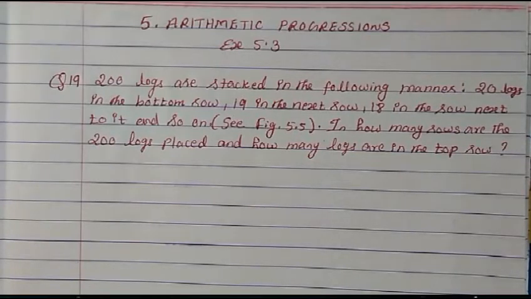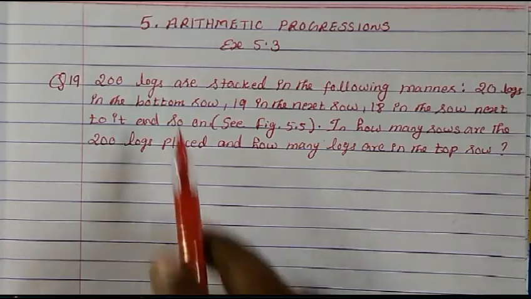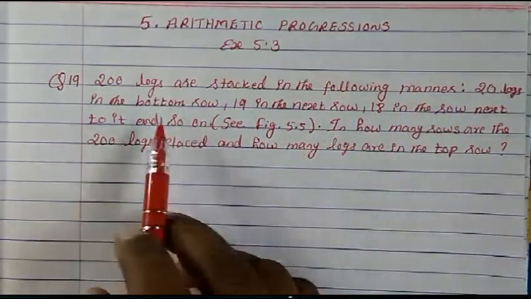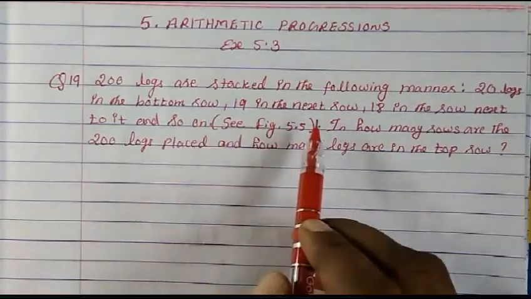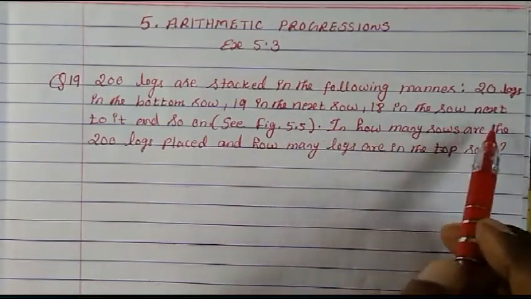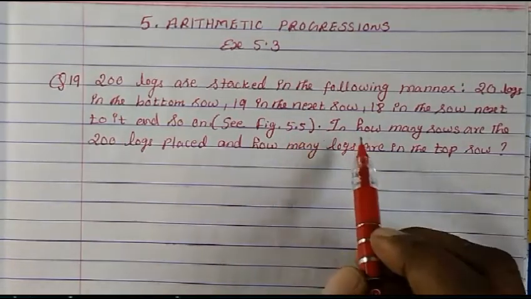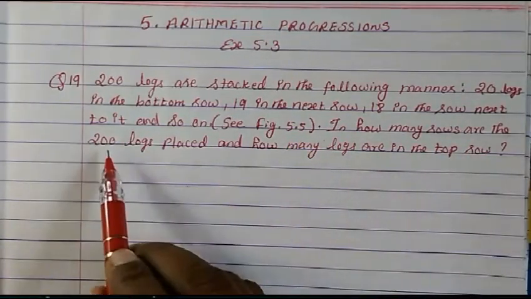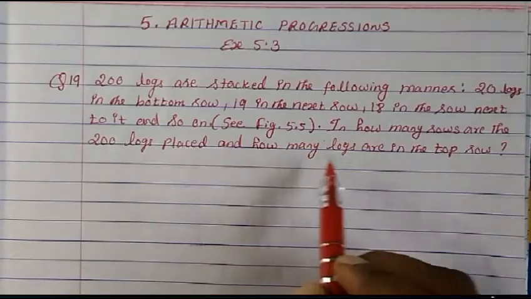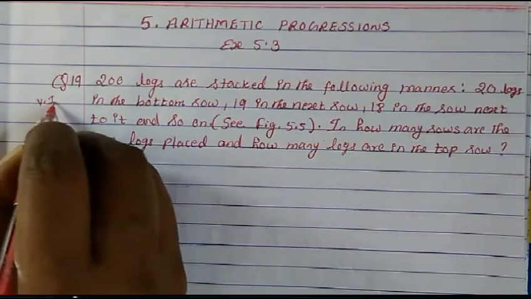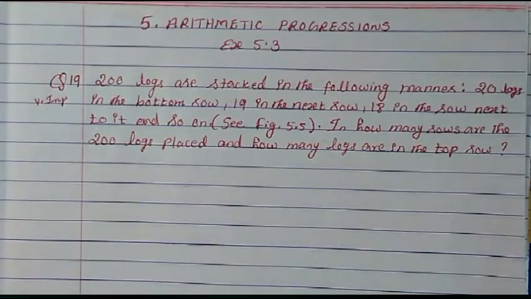Today we are going to study from class 10, chapter 5, arithmetic progressions, exercise 5.3, question 19. 200 logs are stacked in the following manner: 20 logs in the bottom row, 19 in the next row, 18 in the row next to it, and so on. See figure 5.5. In how many rows are the 200 logs placed and how many logs are there in the top row? This type of question also is very important. So let's see the figure.